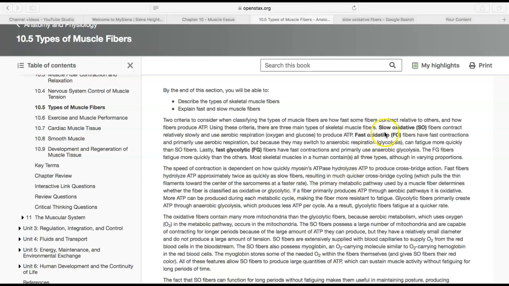The first are the slow oxidative fibers, which contract slowly, like the name says, and use aerobic respiration, meaning that they use oxygen and glucose to produce ATP. Then, in a similar vein, we have fast oxidative fibers that have fast contractions, and they primarily use aerobic respiration, once again, oxygen and glucose to produce their ATP, but they are also able to switch to anaerobic respiration, which is just glycolysis, that produces small amounts of ATP, but not using oxygen. We call this anaerobic respiration.